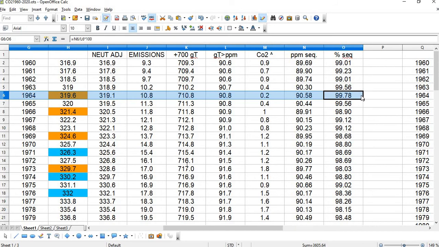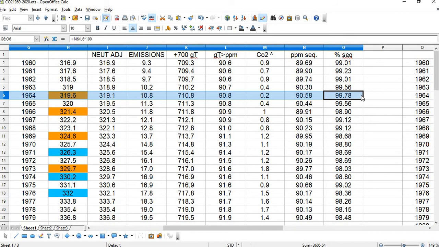So that 0.2 parts per million is what got left up in the atmosphere more than the previous year. So if 100% of all the carbon dioxide put up in the atmosphere by humans plus natural, then the parts per million sequestered would have been 90.8, but only 90.58. I've only got one decimal place and I've got 2 on this one for a bit more detail. So a difference of 0.22.